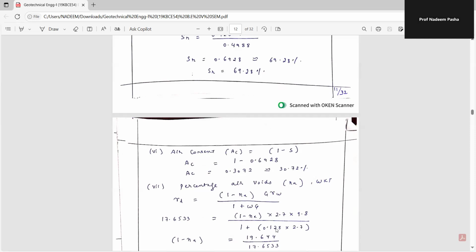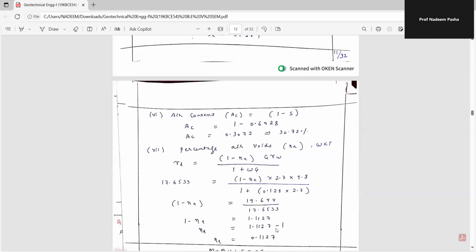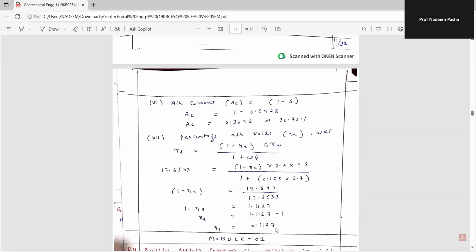Finally, percentage air voids, beta A. Gamma D is equal to 1 minus beta A into G gamma W divided by 1 plus WG. Gamma D is how much? 17.6533. 1 minus beta A. G is nothing but how much? 2.7. Gamma W is 9.8. 1 plus W is 0.128. G is 2.7. So 1 minus beta A is equal to 19.644 divided by 17.6533. So your beta A comes out to be 0.1127.